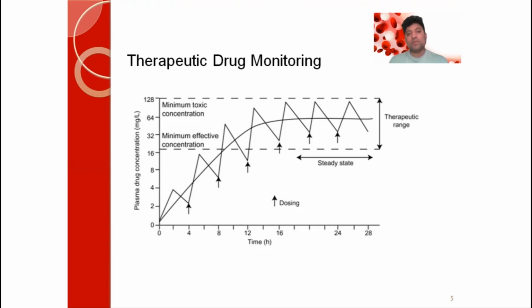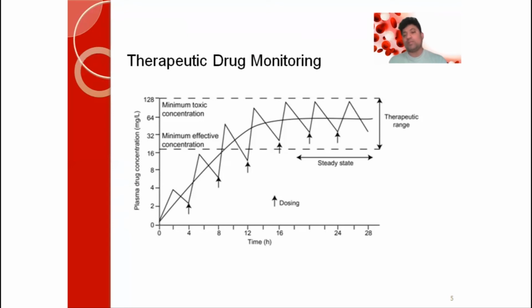The first one is minimum toxic concentration. This is the minimum concentration of the drug that may potentially produce toxicity in a defined particular population. Then the second point is minimum effective concentration, that is the minimum quantity of the drug that may produce a therapeutic effect. Below this concentration, it may be useless. It may not produce the desired pharmacological effect. And if it is more than the minimum toxic concentration, it may be toxic. It may produce adverse effects in the body of the patient.